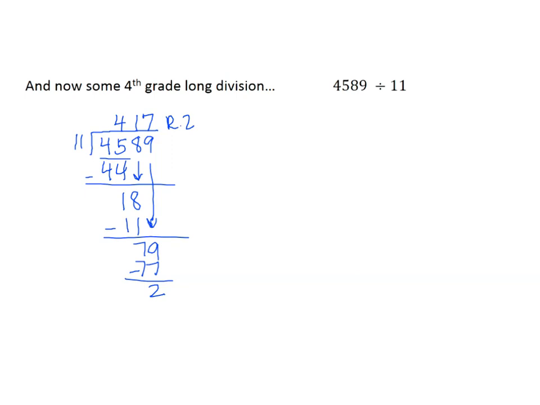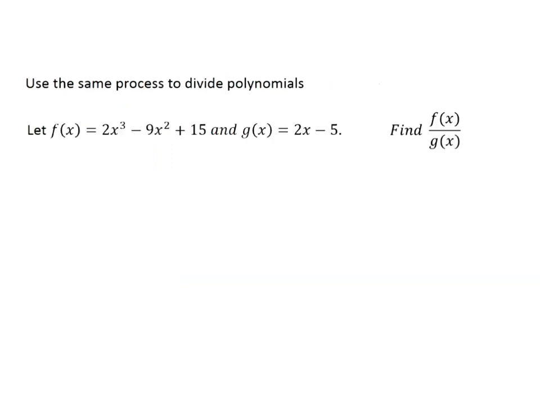So this is the process that we're going to use now, this same idea, same process, but we're going to do it with polynomials. So if I'm doing this one divided by this one, that means that g of x is the one that goes on the outside of my division house, and f of x is the one that goes inside.